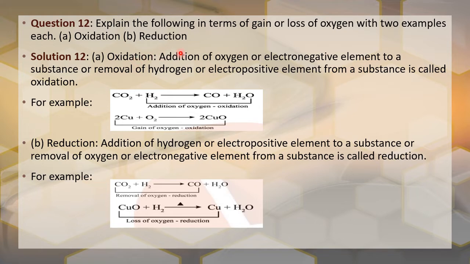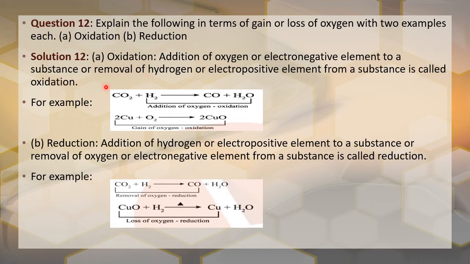Here I have written addition of electronegative element. This point you don't consider. This is taken from 11th class knowledge because oxygen is an electronegative element. Therefore I have written oxidation is the addition of oxygen or electronegative element, which is not there in your syllabus, to a substance. Oxidation is also removal of hydrogen. Hydrogen is an electropositive element. So these two parts are 11th class, don't consider. So what you have to consider: oxidation means the addition of oxygen or removal of hydrogen from the substance.